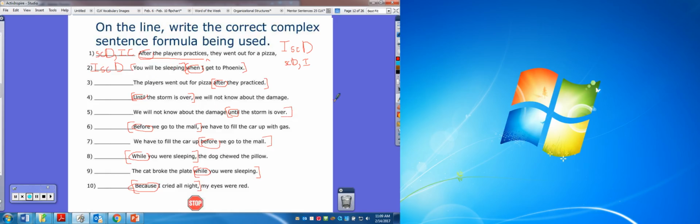Let's look at number 3. The players went out for pizza after they practiced. What is the sentence formula? If you said independent clause, subordinating conjunction, dependent clause, you are correct. See how you do on the rest on your own.